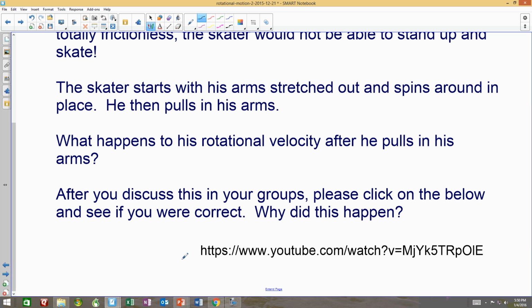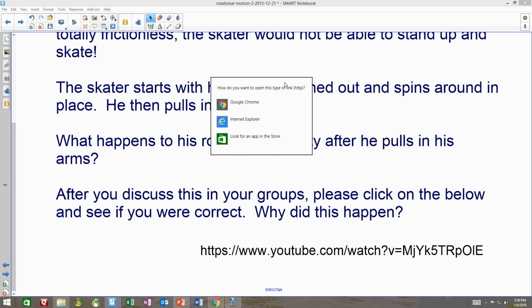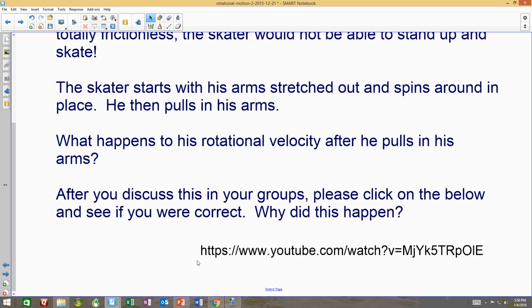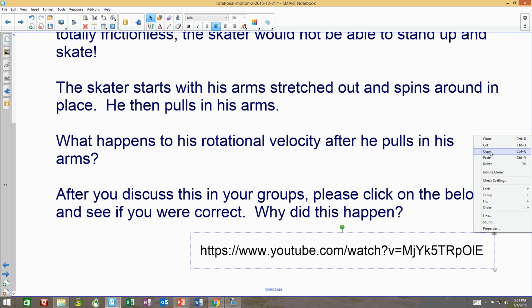Here's a video clip if you want to go ahead and copy or type this into your computer. Actually, what I'm going to do is copy and paste it. Actually, it won't let me do that. Okay, I don't know how to do that. But I'll just go ahead and, here we go, copy it. And then I'll paste that in my browser, and I will make sure that I have that available for you guys on Edmodo.